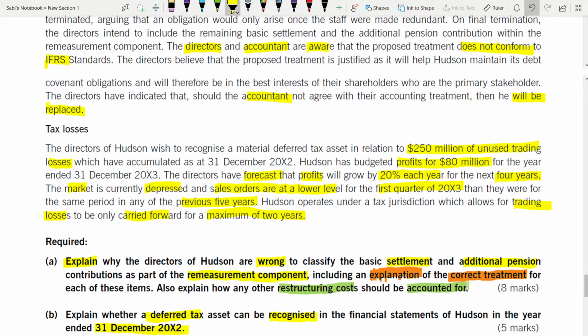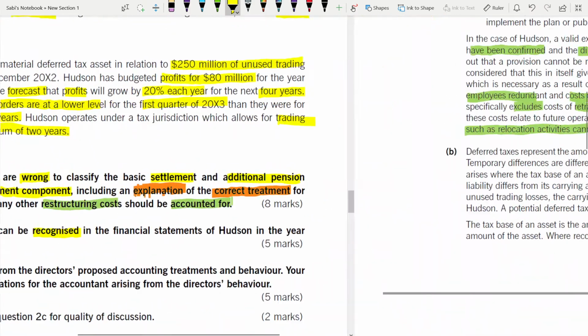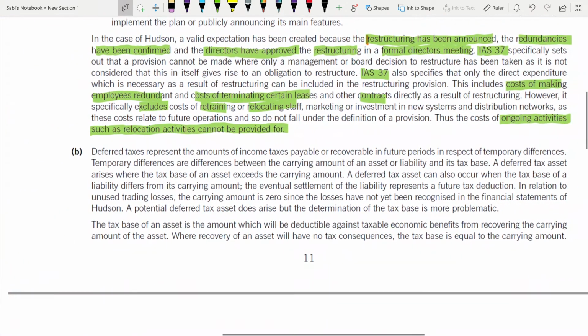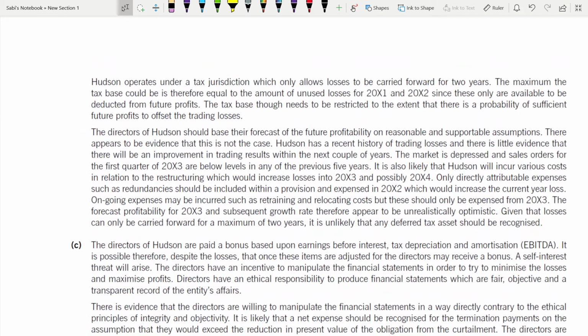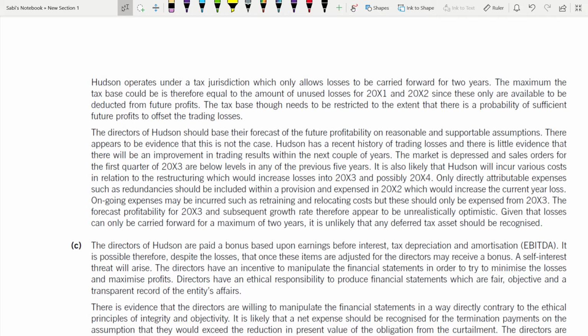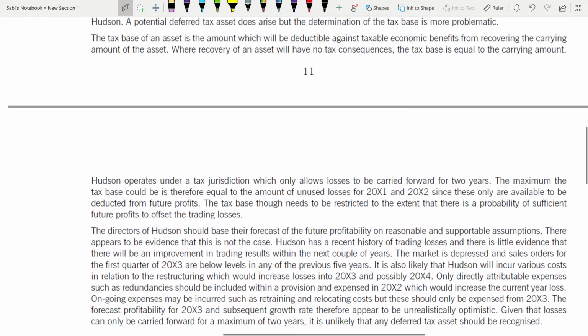So now you tell. This is more like an explanation than a calculation. You have to be very clear. Is it a calculation or an explanation? For 5 marks.